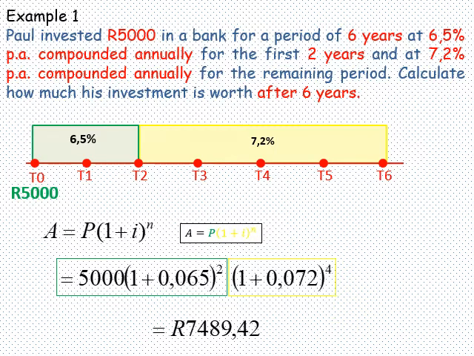Just to reiterate, that green amount, 5,000 Rand after 2 years, actually represents your new P-value in the compound interest formula, and then that P-value is multiplied by the yellow rectangle, which is the rectangle that represents 7.2% interest for the next 4 years.